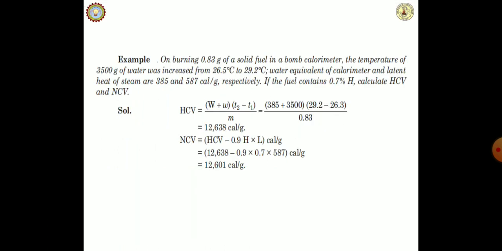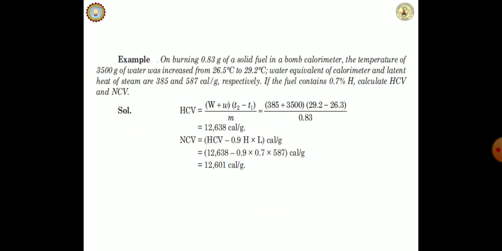One example: on burning 0.83 gram of solid fuel in a bomb calorimeter, the temperature of 3,500 grams of water was increased from 26.5 degrees to 29.2 degrees Celsius. The water equivalent of the calorimeter and the latent heat of steam are 385 and 587 kilocalorie per gram respectively. If the fuel contains 0.7% hydrogen, calculate the higher calorific value and lower calorific value, means HCV and NCV.